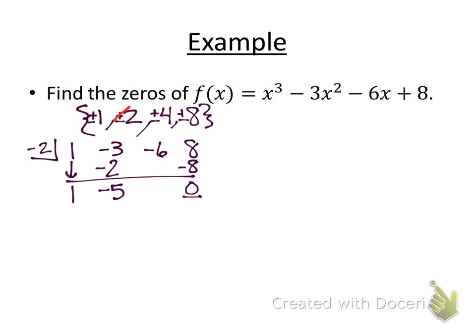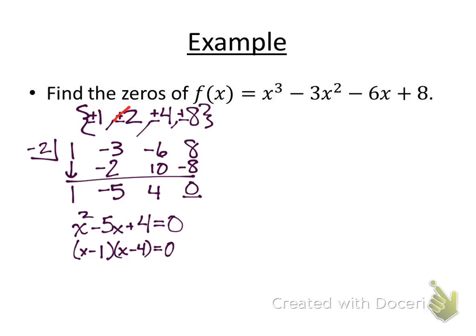Multiply, add. Multiply, add. Hey-o! Because 4 times negative 2 does get me negative 8. This bottom portion, 1, negative 5, 4, develops into the trinomial x squared minus 5x plus 4. We're going to ask ourselves, what would make that 0? We can factor: we've got x minus 1 and x minus 4, because what multiplies to 4 and adds to negative 5 is negative 4 and negative 1. So wait a second, notice how we get these other numbers.